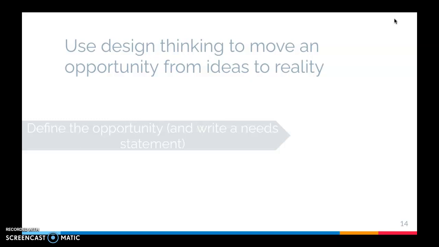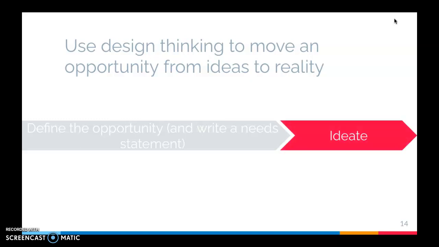All right, so we talked about defining the opportunity, and now we're going to go through the remaining steps of this design thinking process. Once you've defined your opportunity and written your need statement, you're going to ideate. That means brainstorming. You can spend 5 to 10 minutes writing down ideas that could solve your problem. You want to try to be specific and actionable here. So what are some concrete things you could do to make change?